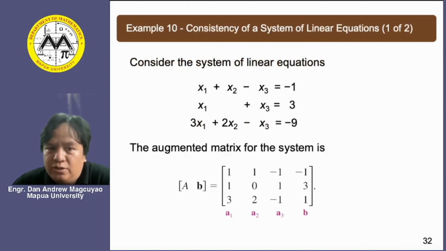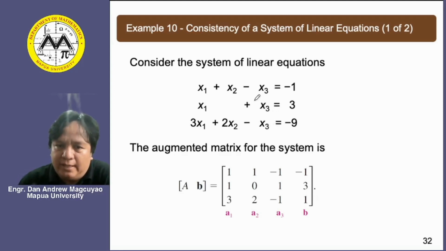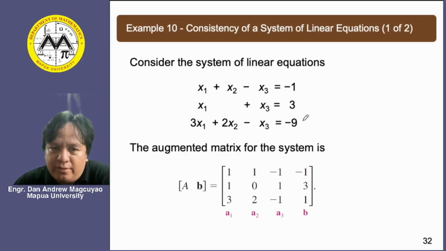Let us consider this system of equations: x1 plus x2 minus x3 equals negative 1, x1 plus x3 equals 3, and 3x1 plus 2x2 minus x3 equals negative 9. In its augmented form, we have rows 1, 1, -1, -1; 1, 0, 1, 3; and 3, 2, -1, -9.